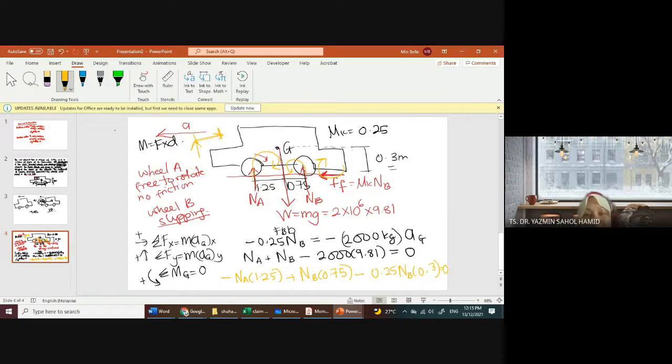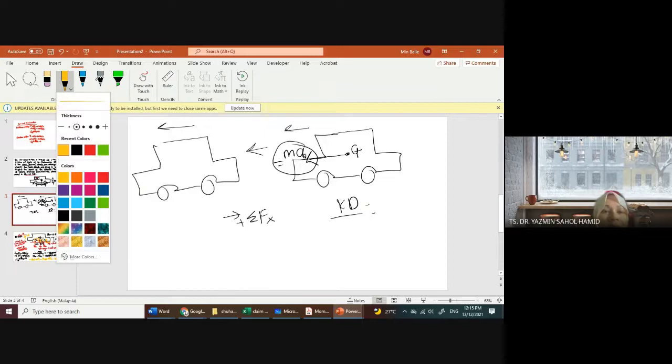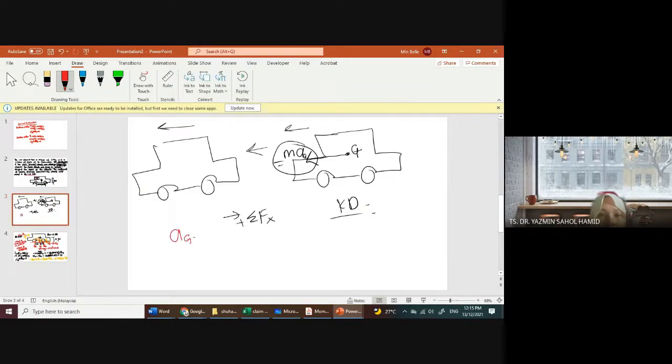Lamanya? Siapa yang dapat calculate tolong bagi tahu apa jawapan yang you all dapat. Tak apa, salah tak apa, kita check je. Okay, tak apa. Anyone? Anyone get the answer?